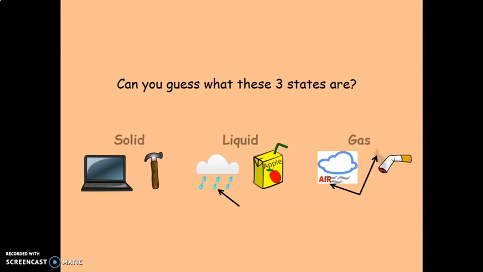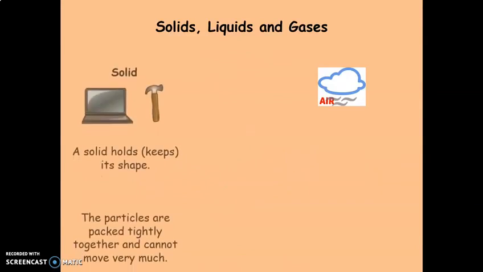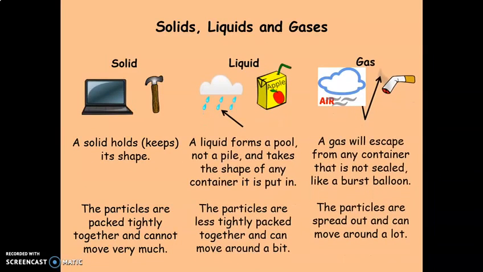So, if you had a good guess, these were solid, these were liquid, and these were gas. So these are the three states of matter. So as a wrap up, I got you these pictures. So in the solid state of matter, it keeps its shape and the particles are tightly packed. In the liquid state of matter, they can take the shape of the container and the particles can slide past each other. And in the gaseous state, the particles can bounce freely in all directions and gases spread in their container.